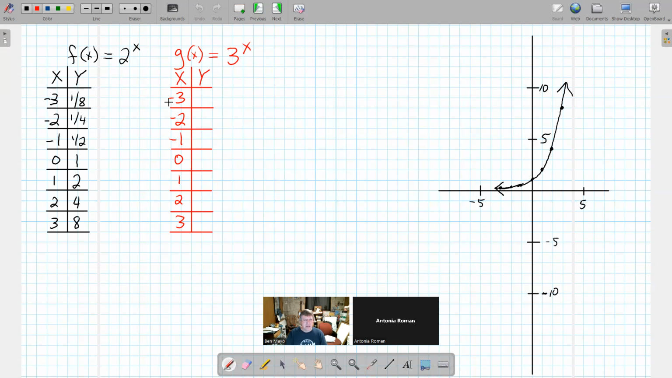So here, when the base is 3, as x increases by 1, what do you think y is going to do? Would it double? Well, let's see what it does. Okay. All right. So if x is -3, g of -3 is 3 to the -3 power, which is 1 over 3 cubed, which is 1 over 27. I can go in there and erase that.